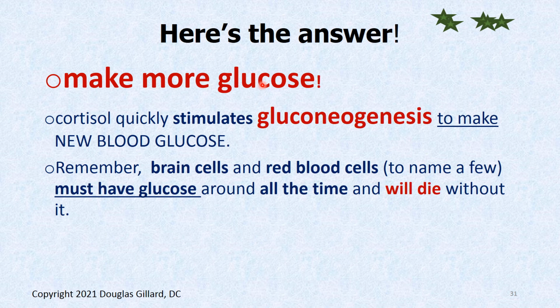Gluconeogenesis makes new blood glucose. From what? What are the precursors? What are the building blocks? Amino acids mainly, and glycerol from fat. So you break down fat and muscle and use that to build glucose. And yeah, the brain and red blood cells as well. That's another one that has to have glucose around. It has no way to make glucose.